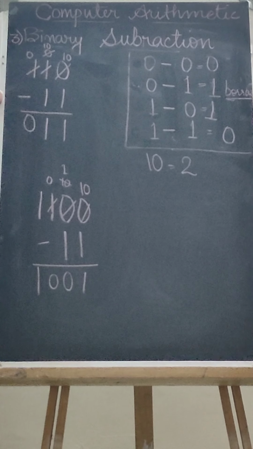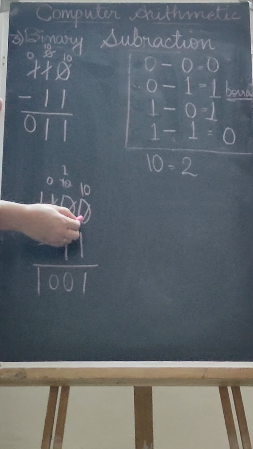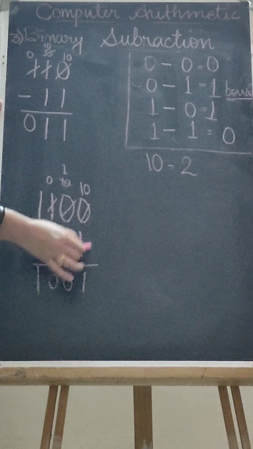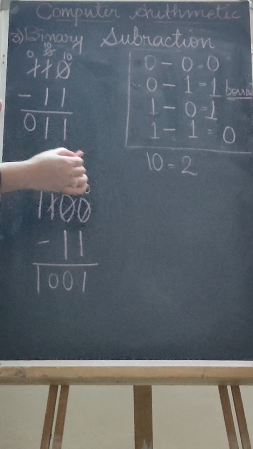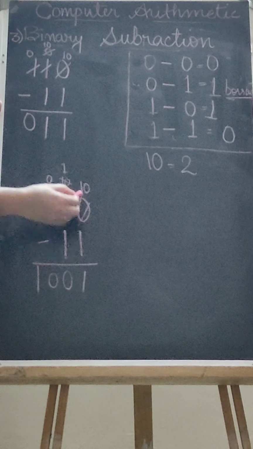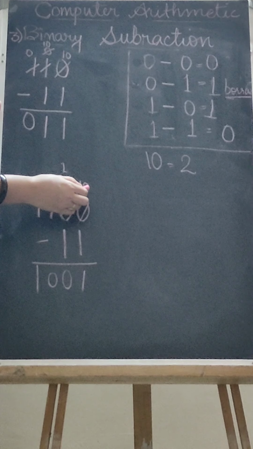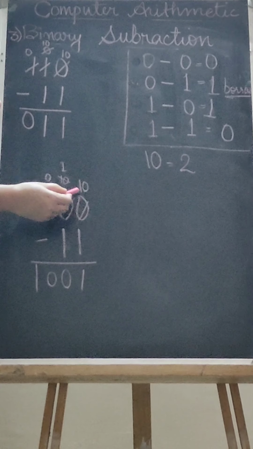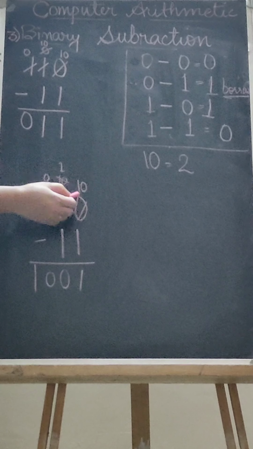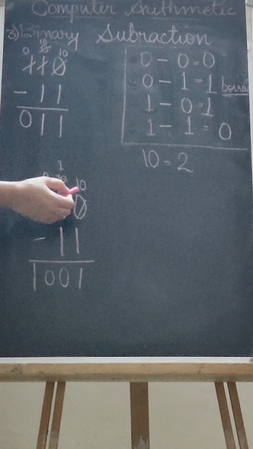So one thing you have to keep in mind is whenever we have to subtract 1 from 0, take borrow from the next number and that 0 will become 1 0. So this 1 0 is 2, 2 minus 1 is 1, but we will write it as 1 0.